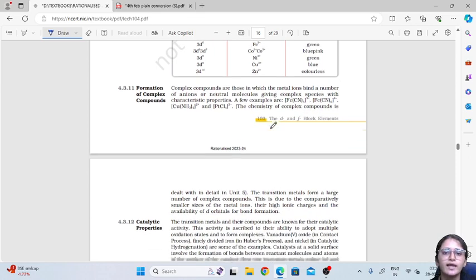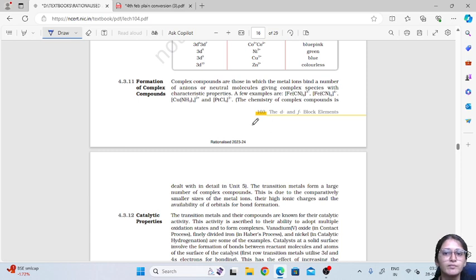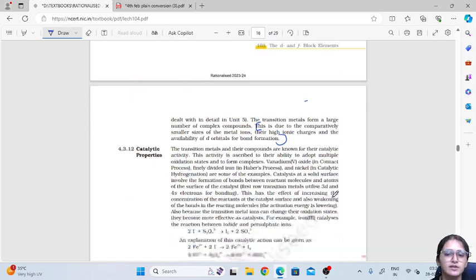Okay, so the next property of these elements is the formation of complex compounds. They have a tendency to form complex compounds. The main reason is that they have vacant d orbitals which help in the formation of complex compounds. Transition elements form a large number of complex compounds due to their comparatively smaller size, their high ionic charges, and the availability of d orbitals for bond formation. This is very important, and can be asked during the exam.